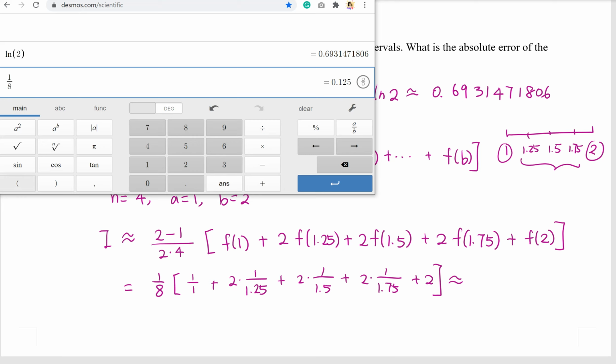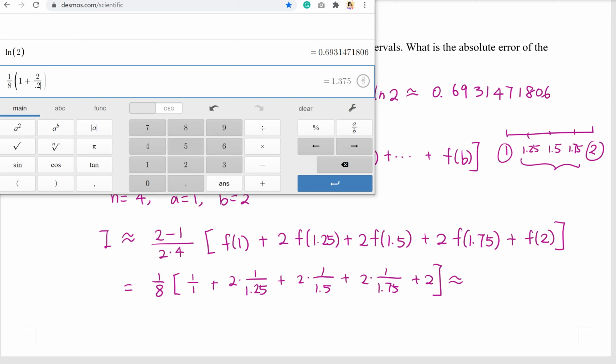And then we times 1 over 1, which is 1, plus 2 over 1.25, and then, oops, see? Sometimes you have to check what you type, because you don't want to miss something. Even though sometimes we think we pressed the button, if it does not show up in the calculator, then we have to type it again.